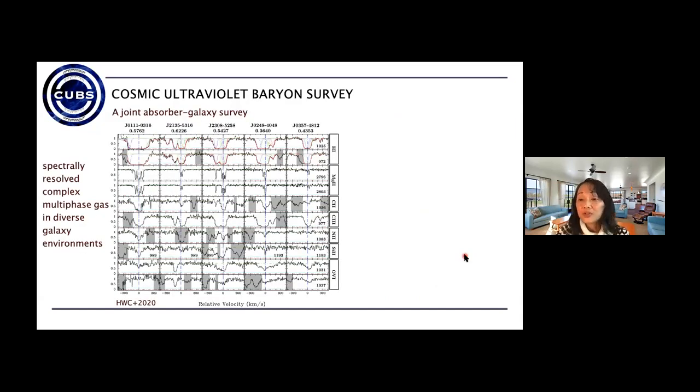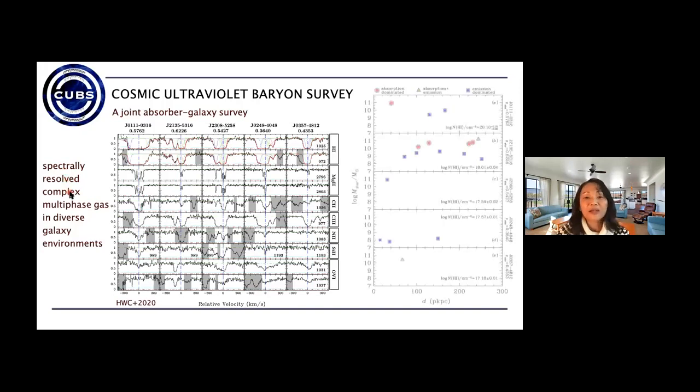So the first couple of papers are out on the archive. I encourage you to check them out. Like I said earlier, we take full advantage of the spectral resolution that's available from COS and also ground-based high-resolution data to resolve complex multi-phase gas.